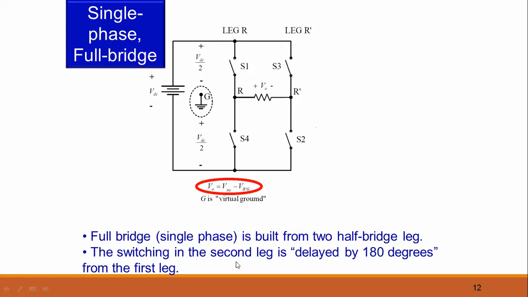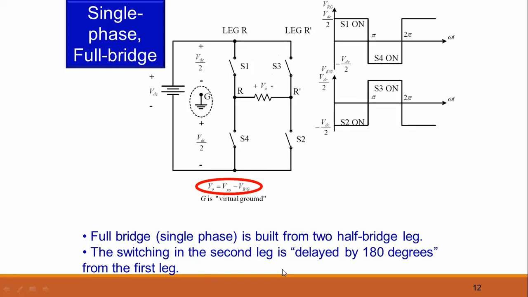The full bridge can be built from two half bridge legs. Switching in the second leg is delayed by 180 degrees from the first leg. So when switch 1 is on, this type of output waveform appears over here. When S1 is on, we have to turn on S2 as well. The current will flow through this path, so we will get a positive cycle.